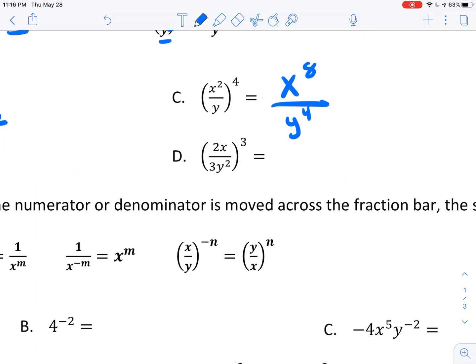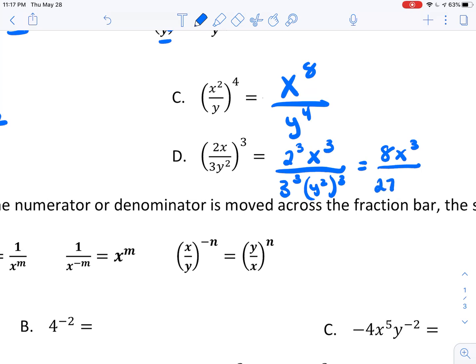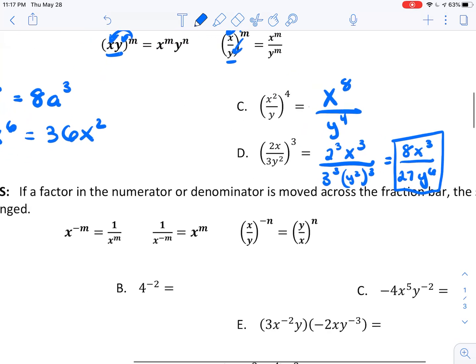So if it helps, I like to do a step where I give everything that exponent: 2 to the 3rd, x to the 3rd, y squared to the 3rd, and then I simplify. So 2 to the 3rd is 8. X to the 3rd doesn't need to be simplified. And y squared cubed is y to the 6th, leaving that as your final answer. Okay?